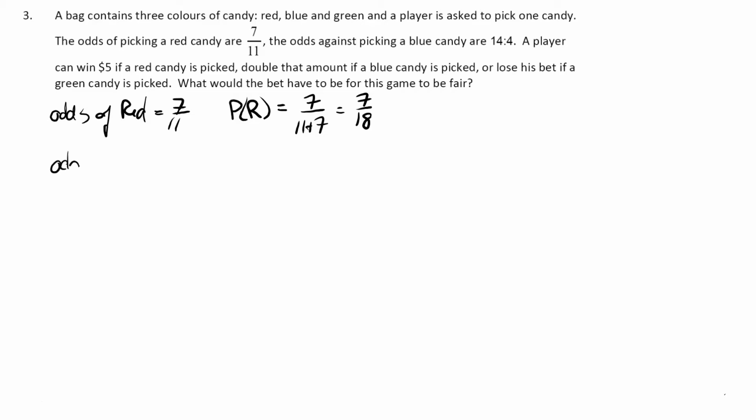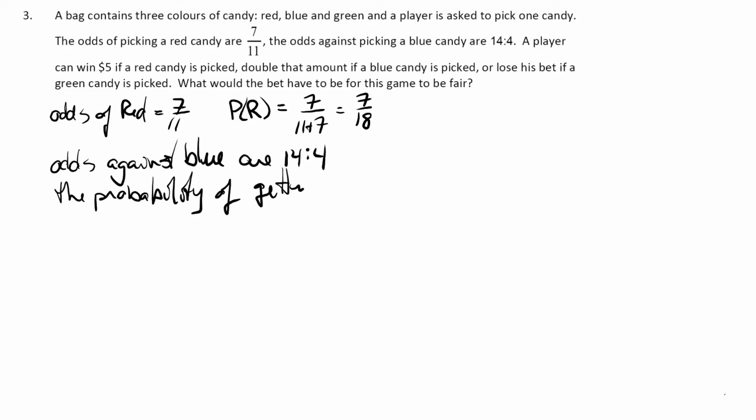Now, the odds against blue are 14 to 4. The probability of getting blue, therefore, is 4 out of 14 plus 4, or 4 out of 18. Remember, when we got this ratio of 14 to 4, the 4 in the second part of the ratio is the number of blue. Because it's an odds against, that connects to the 4 in the second part, as opposed to the 14. When it's odds for, the first number is referring to the desired outcome. When it's odds against, the second number is the number that indicates the successful outcomes.